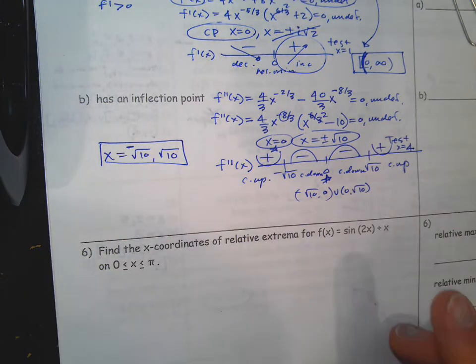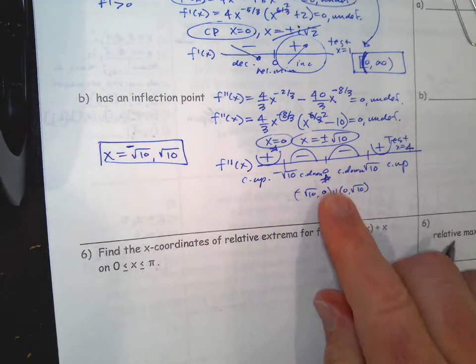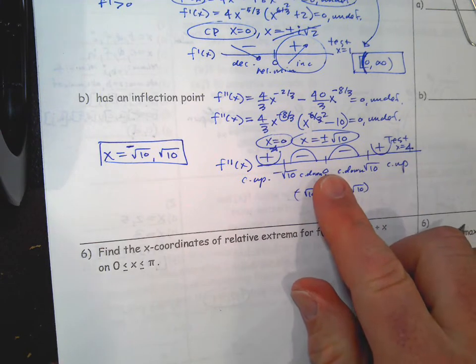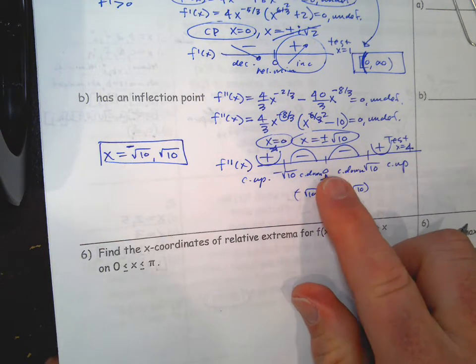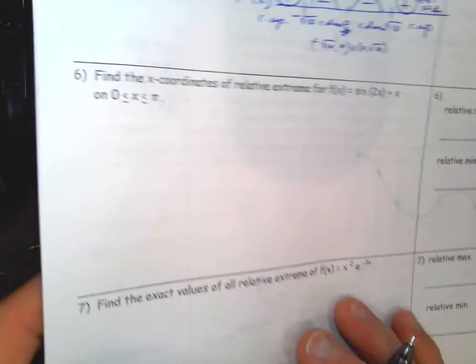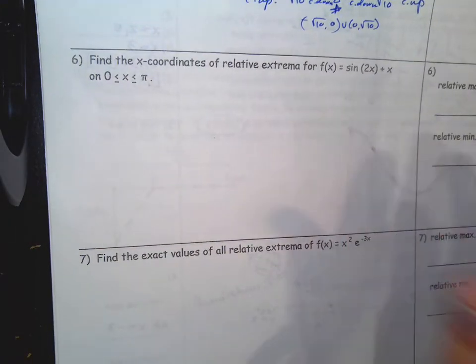And keep in mind the domain. That's another reason you would never have 0 in this answer anyways, is 0 is not in the domain. But even if it was, you still wouldn't include 0 in that answer. Now we got some trig, relative extrema.